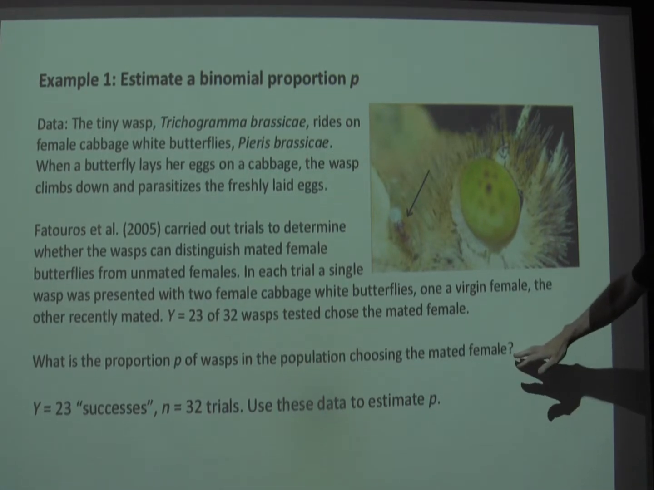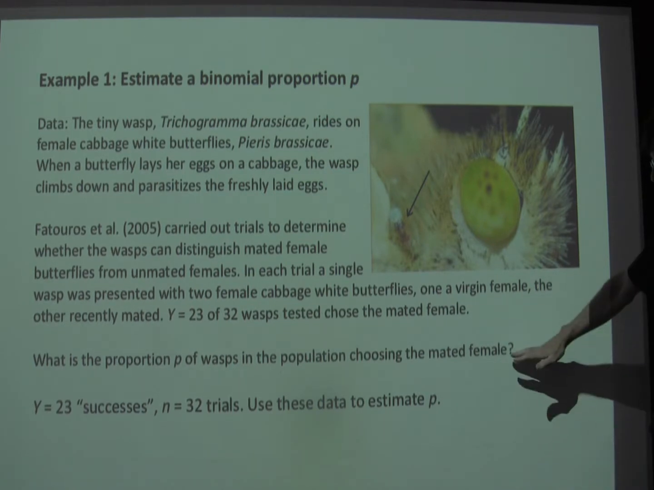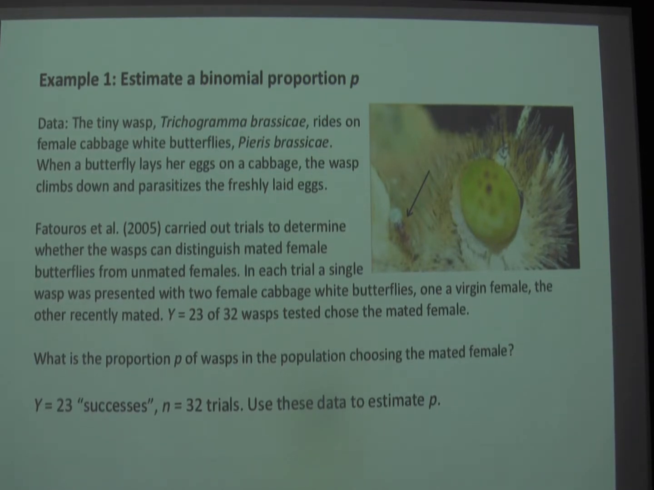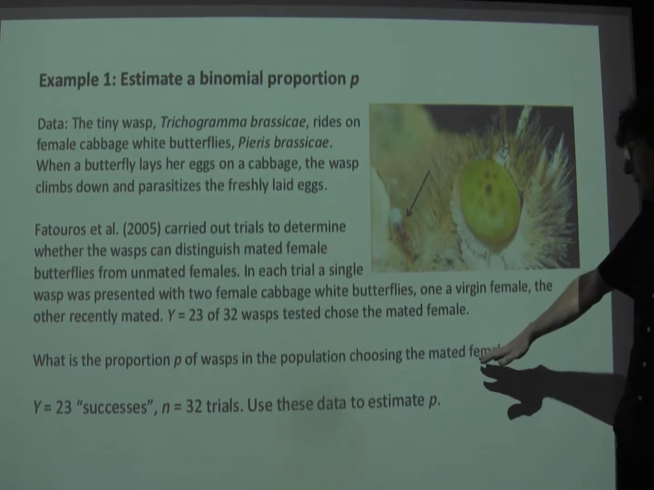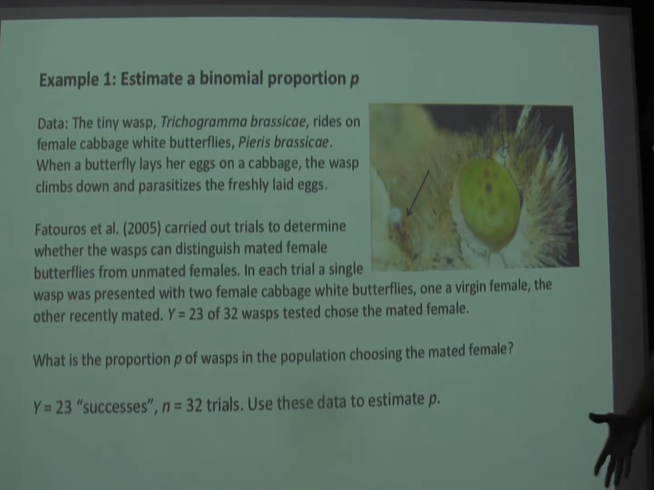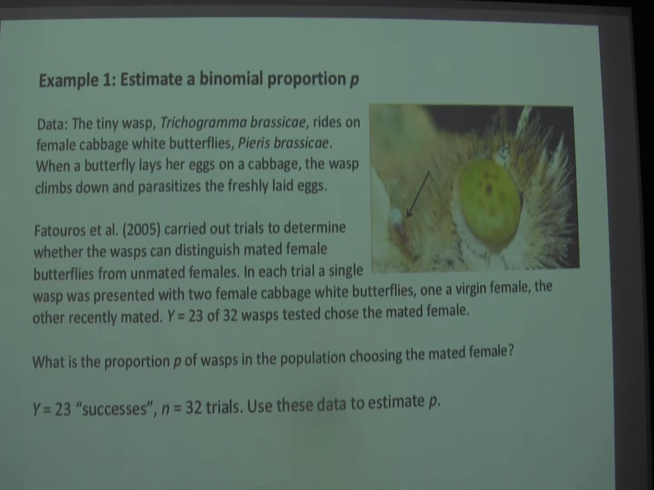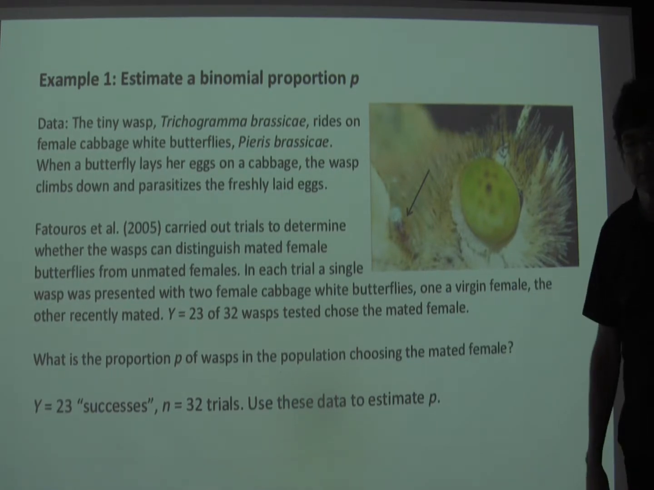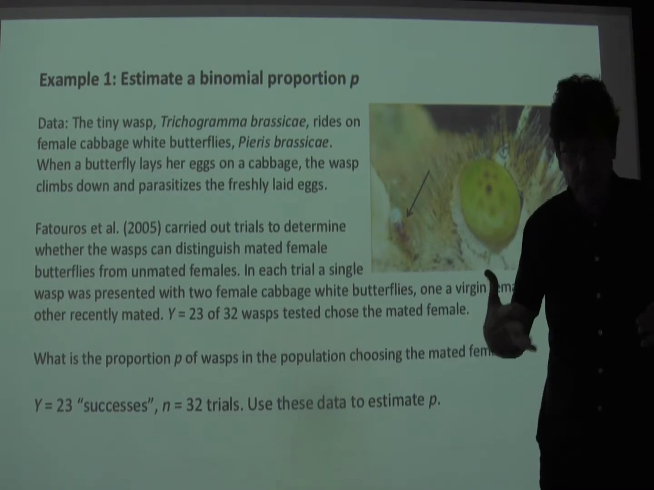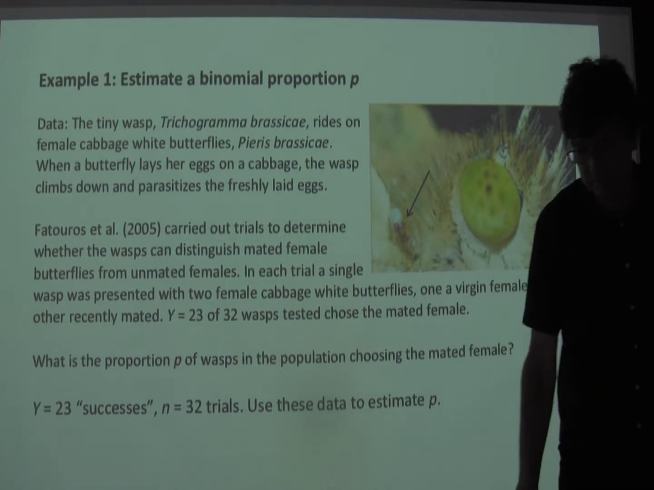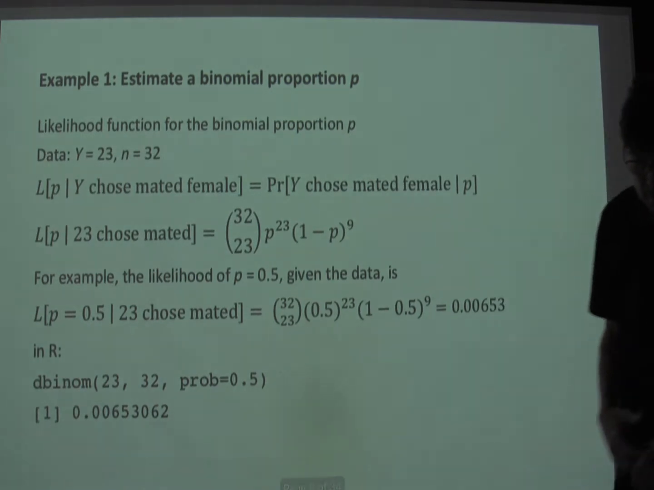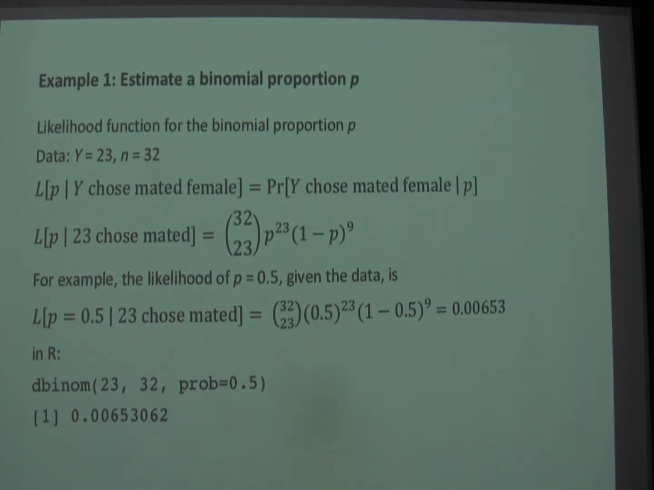One of the analyses that they carried out was, what's the proportion of wasps in the population choosing the mated female? So we want to use these data to answer this question. What is our best guess as to the proportion of wasps in the population that choose the mated female? And what we would like is not just a calculation of the proportion, but a confidence interval to go with it. How would we do that? One way we can do that is using likelihood.